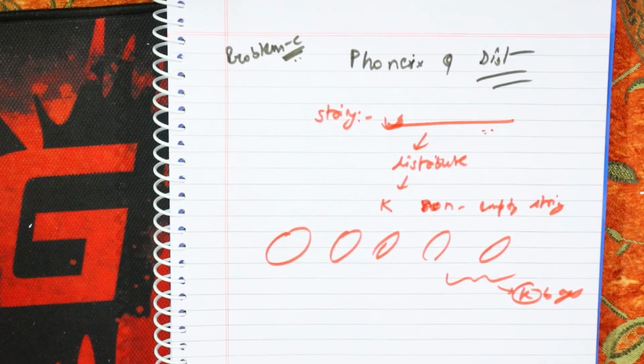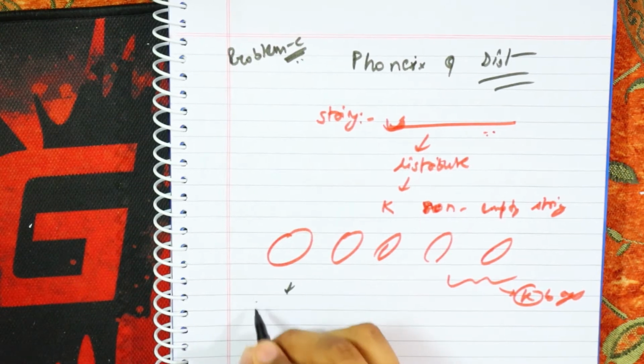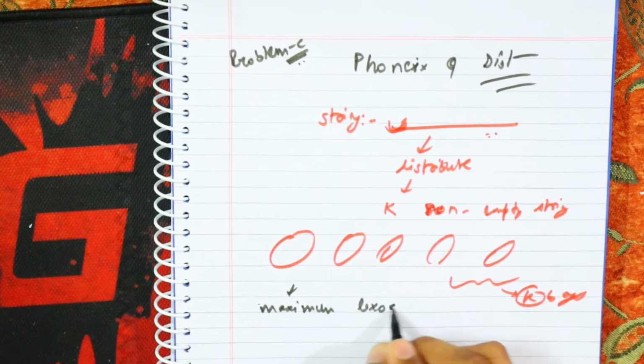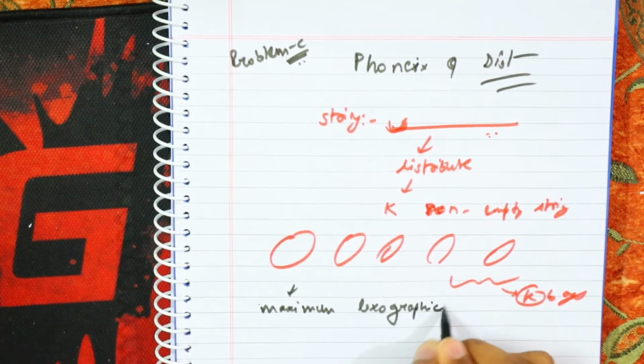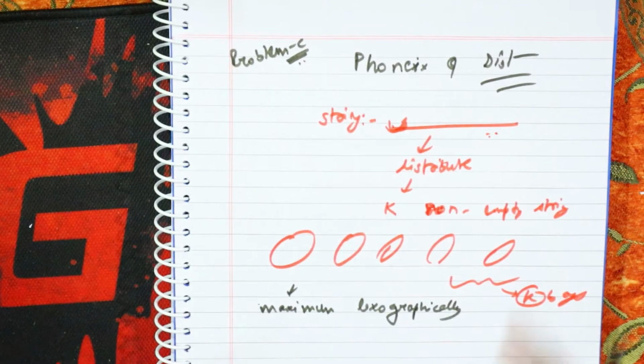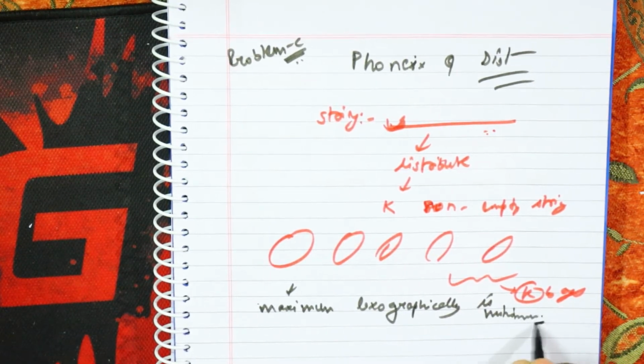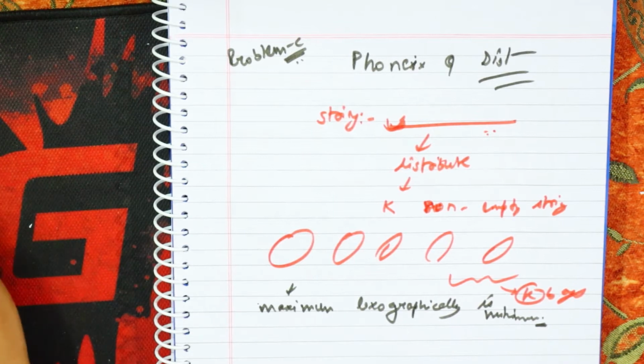Now, what I have to do is rearrange these letters in such a way that the maximum lexicographically string in a set is minimum. Understanding? See, let's have an example basically so that we can make it clear.